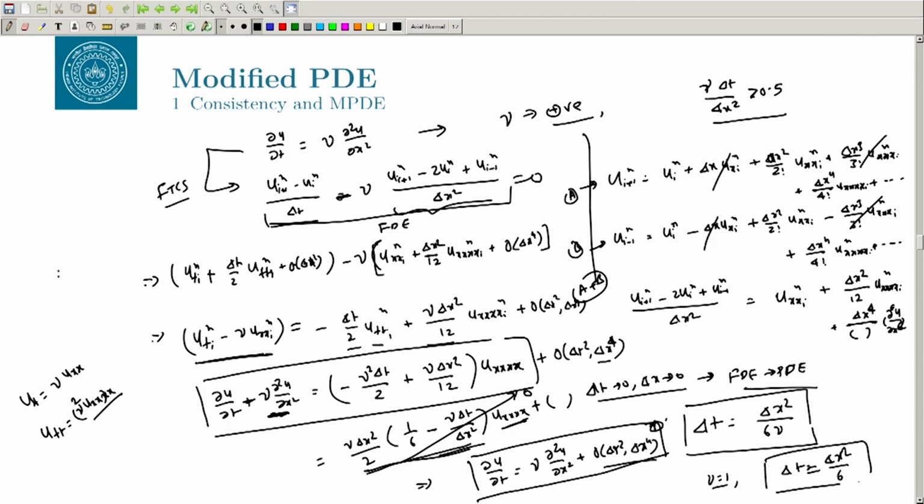Okay. It does not give us the criterion that we wanted, that is, nu delta t by delta x square less than 0.5, that we have seen while trying to solve the problem, right. So, that we will get from the stability criterion, the formal stability analysis, but now you know the approach of how to get your modified partial differential equation.